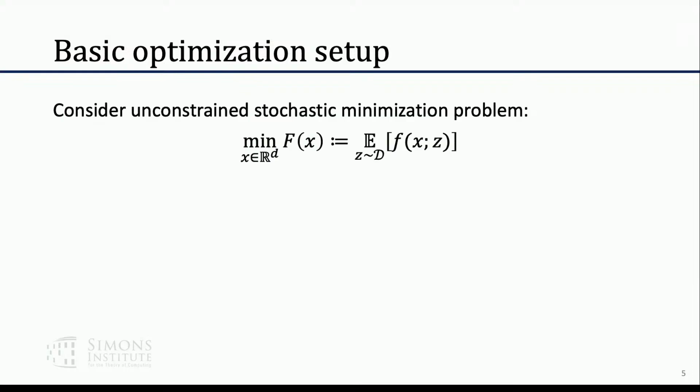So first, I want to set the stage for what sort of optimization setup we will be dealing with, right? Generally, we can consider some sort of unconstrained stochastic minimization problem. It's over R^d. Our function is expressed as an expectation, for z's drawn from a distribution. We can think of these z's as maybe corresponding to example-label pairs or what have you, but this is a nice, very general way of expressing a stochastic optimization problem.